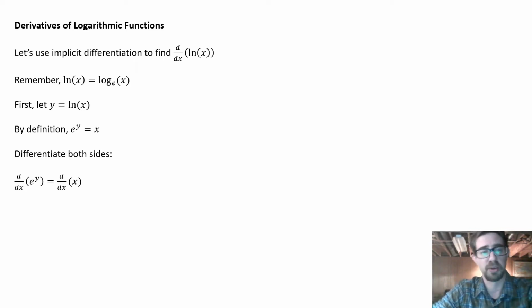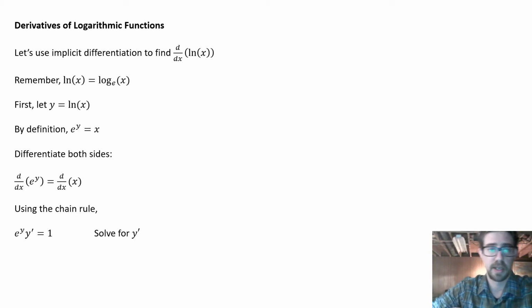So the derivative of e to the y equals the derivative of x. The derivative of x is just 1, and the derivative of e to the y involves the chain rule. So this is e to a function. So the derivative of e to a function is e to the function times whatever the derivative of the function is, which, if you recall, is the whole thing we're trying to figure out. So e to the y times y prime equals 1. Solve that guy for y prime by just dividing both sides by e to the y.